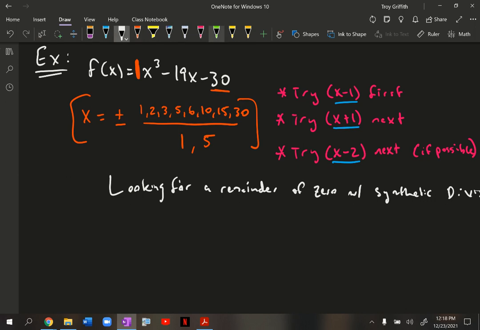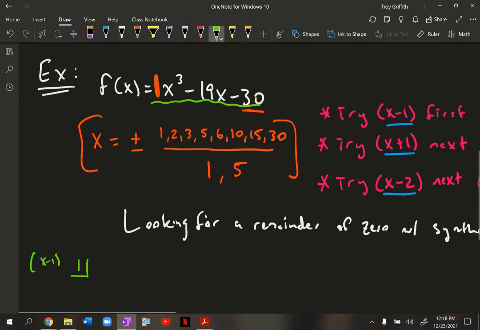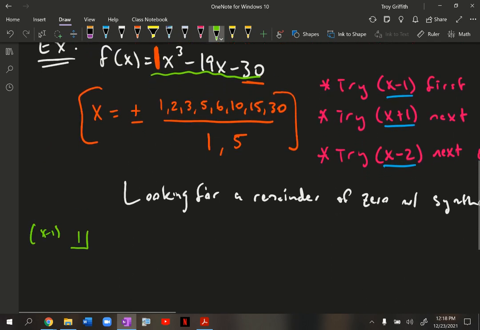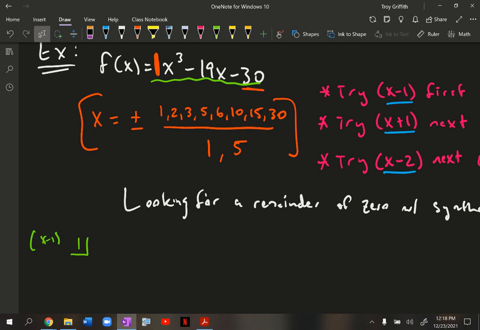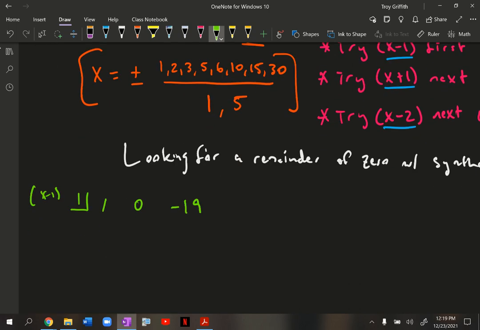Okay? Here's what I'm going to do. I'm going to start by trying x minus 1. So I'm going to take this function, f of x, and divide it by x minus 1, which means I need to put a 1 in the box, and then I'm going to list my coefficients across the top. Notice that I skip x squared right here. So this is going to be 1x cubed, 0x squared, negative 19x, and then negative 30. Okay, and let's try it.